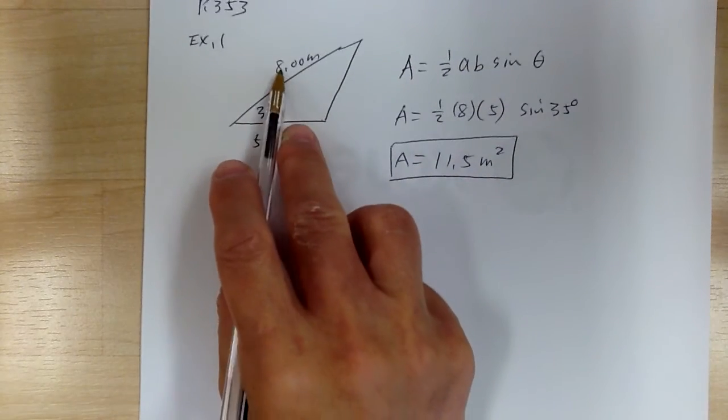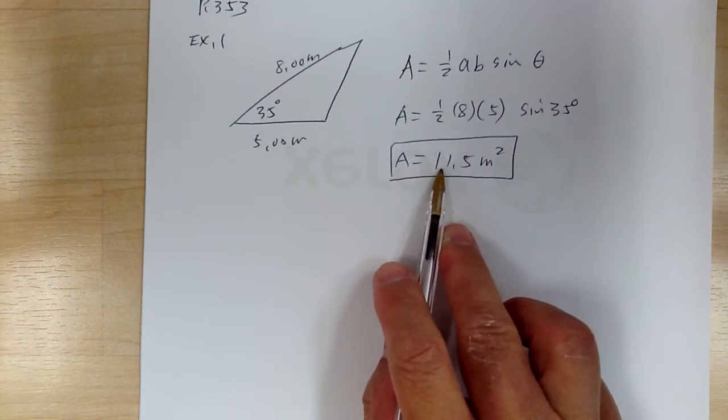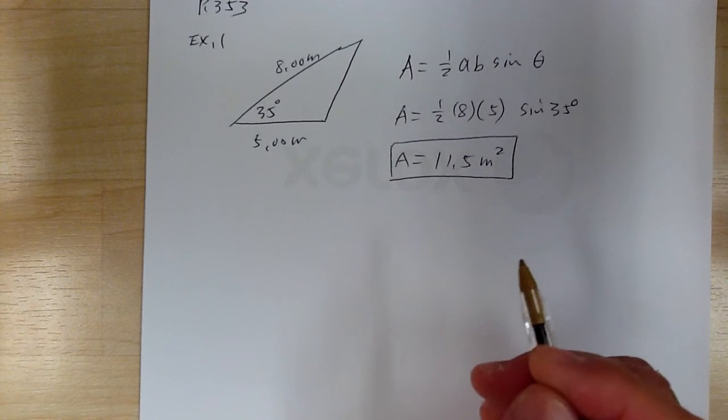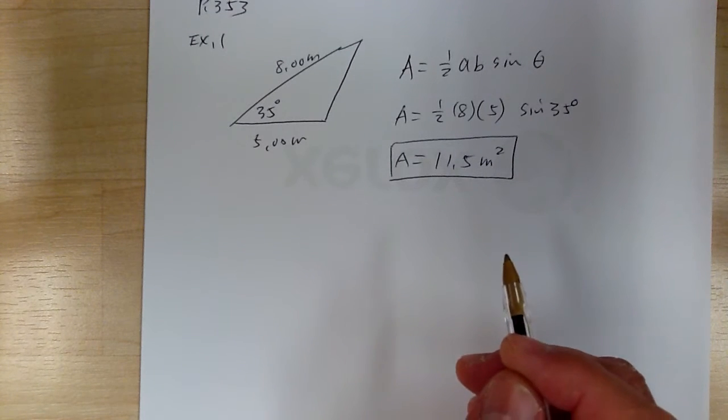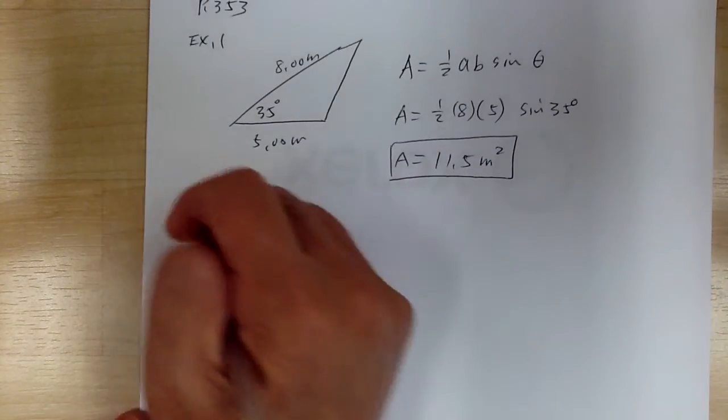And notice over here, there are 3 significant digits, so your answer should have 3 significant digits. Okay? And that's it for example 1. Now let's go to example 2.